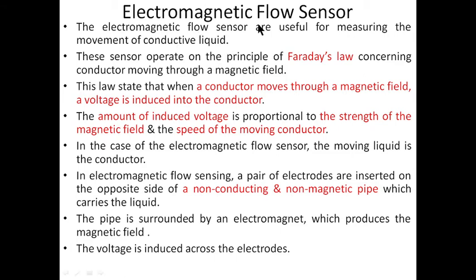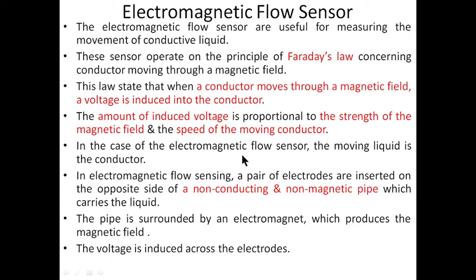The electromagnetic flow sensors are useful for measuring the movement of conductive liquid. These sensors operate on the principle of Faraday's law concerning a conductor moving through a magnetic field. Here we are going to provide this magnetic field around a fluid which is a conducting fluid. This law says that when a conductor moves through a magnetic field, a voltage is induced in the conductor. The amount of induced voltage is proportional to the strength of the magnetic field and the speed of the moving conductor.